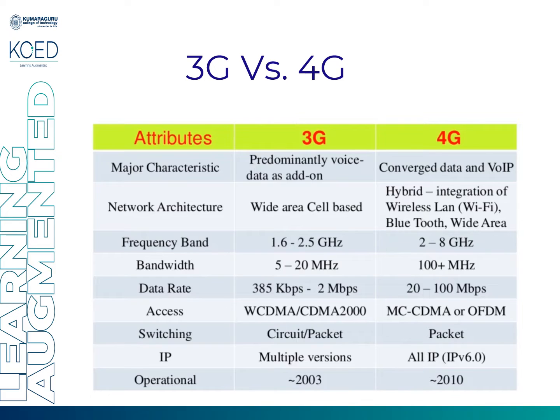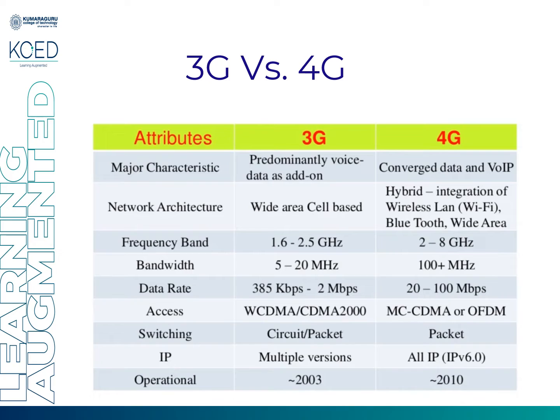The network architecture in 3G is cell based, whereas in 4G it is different types of wireless and wired network. The frequency band in 3G ranges from 1.6 to 2.5 gigahertz, and in 4G it is 2 to 8 gigahertz. If you see the bandwidth in 3G, it is 5 to 20 megahertz, and in 4G it is over 100 megahertz. And if you see the data rate in 4G, it is huge, 20 to 100 Mbps when compared to up to 2 Mbps in case of 3G network.